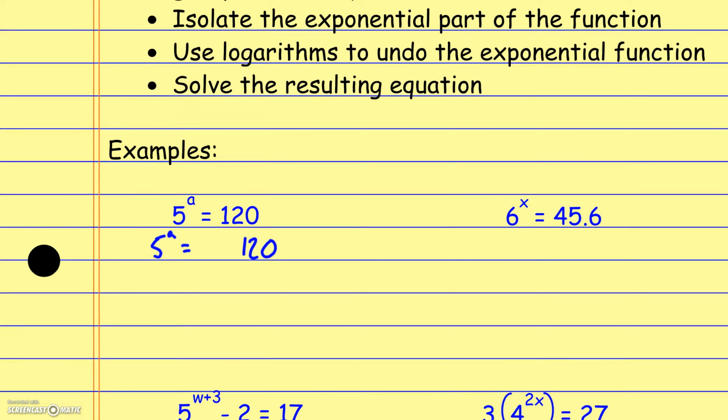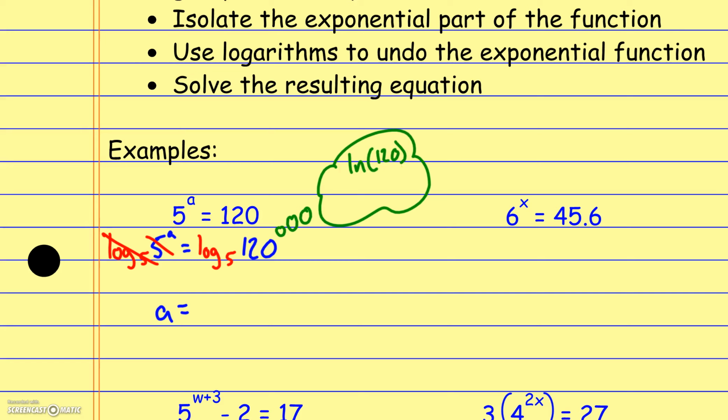Here the base of the exponential function is 5, so I need to use log base 5 in order to get rid of it. Whatever I do to one side, I also have to do to the other side, so I do log base 5 to the other side as well. Now log base 5 and the 5 cancel out, so I'm just left with a. Over here I have log base 5 of 120, which is a job for my calculator. I do the natural log of 120 divided by the natural log of 5 using my change of base formula. That gives me approximately 2.975 when rounded off.